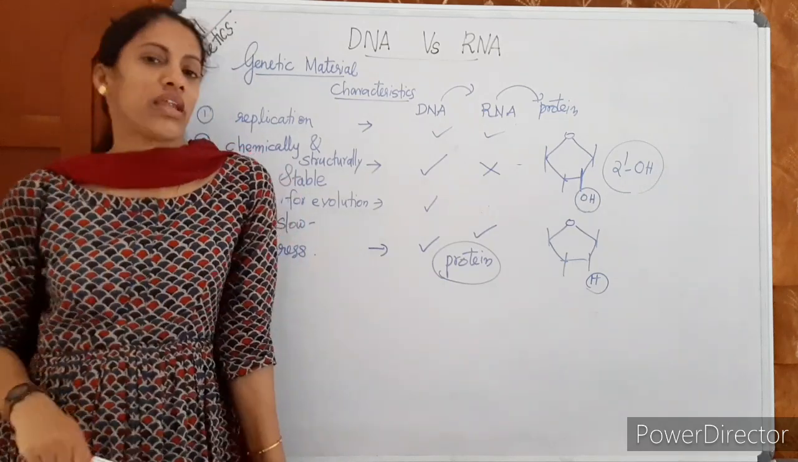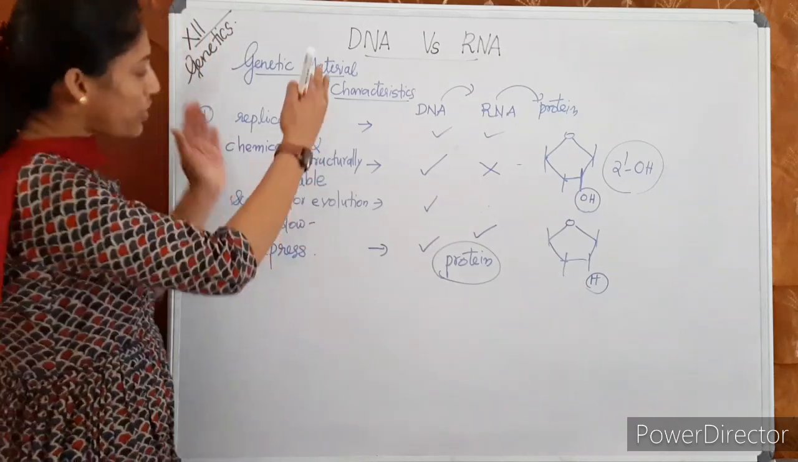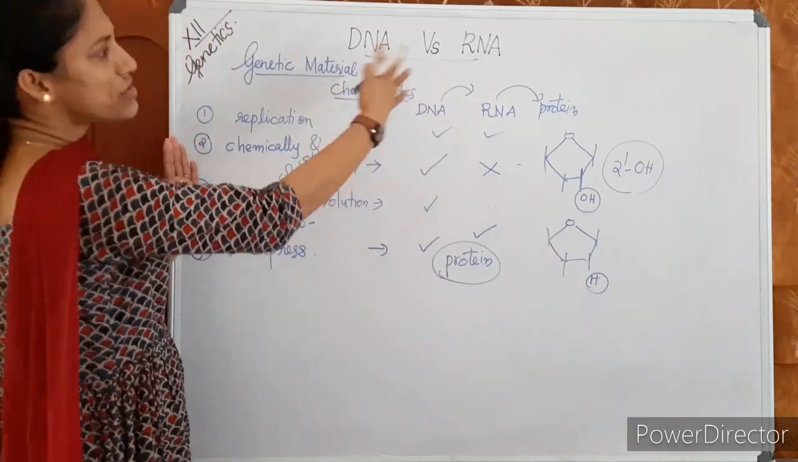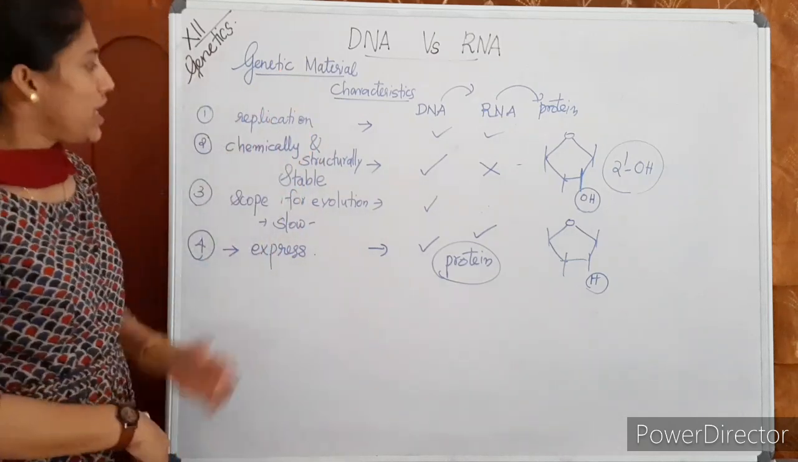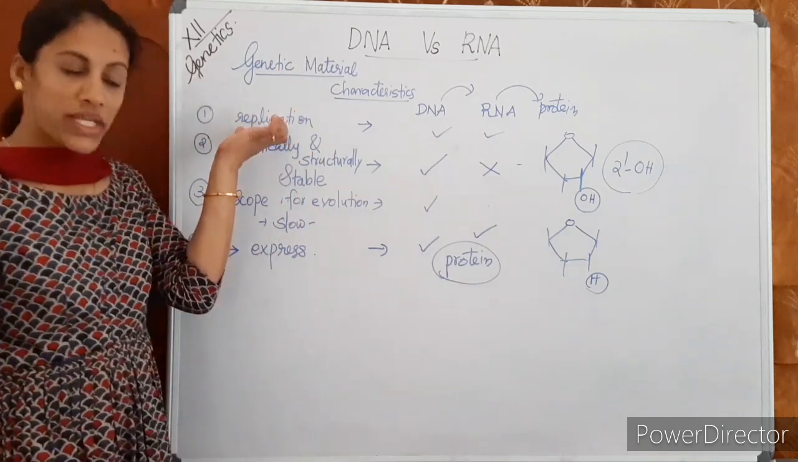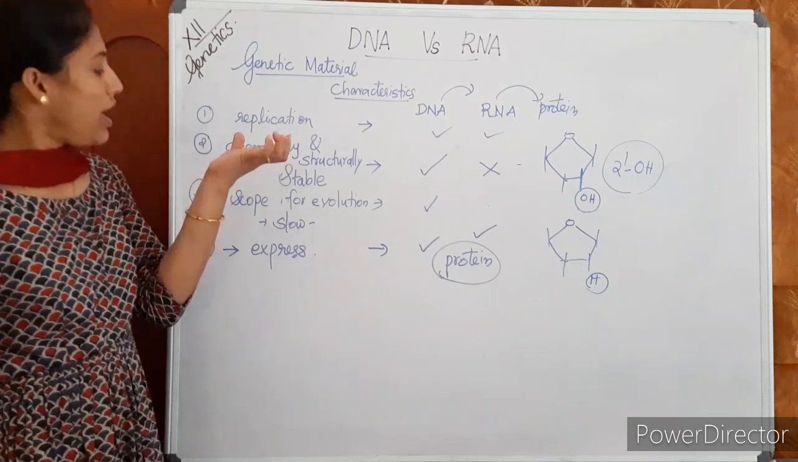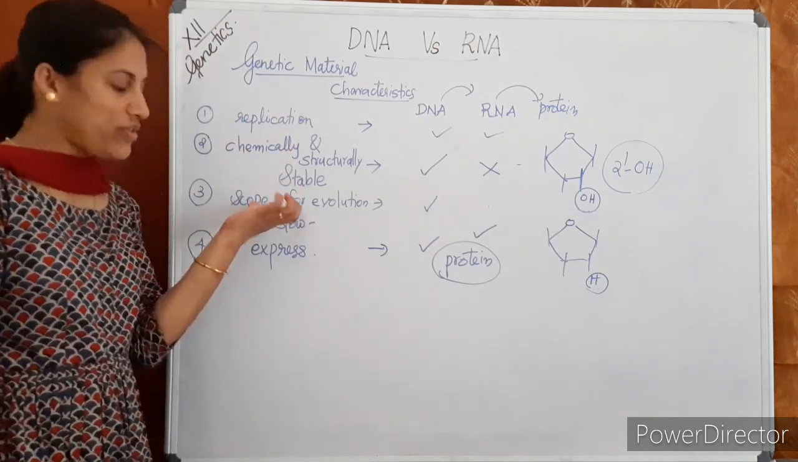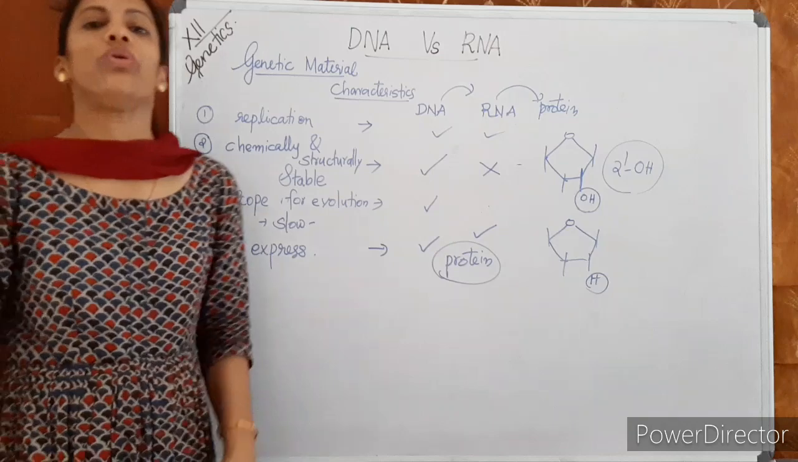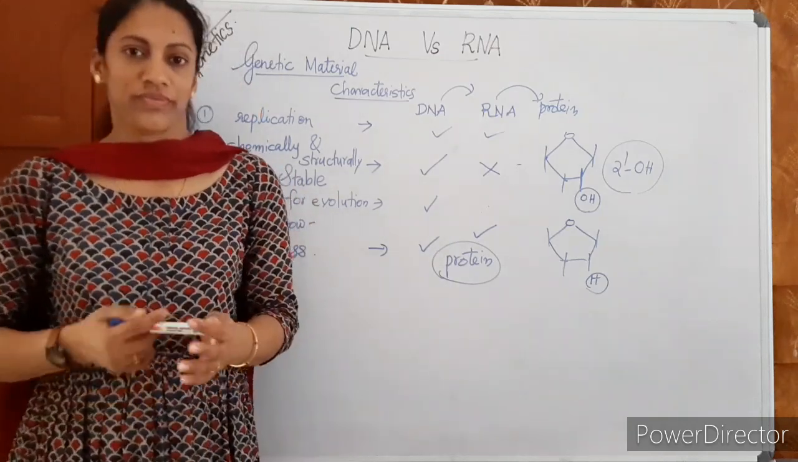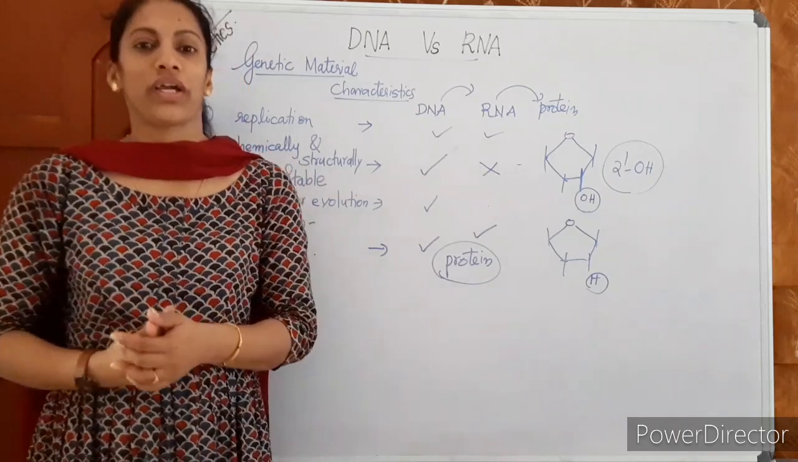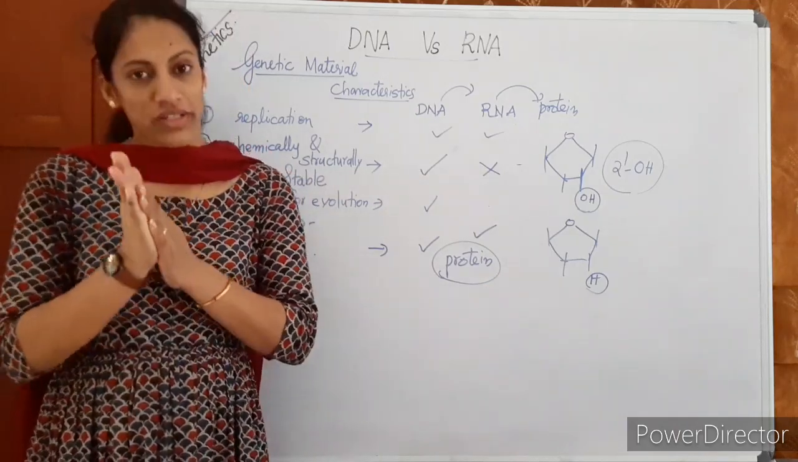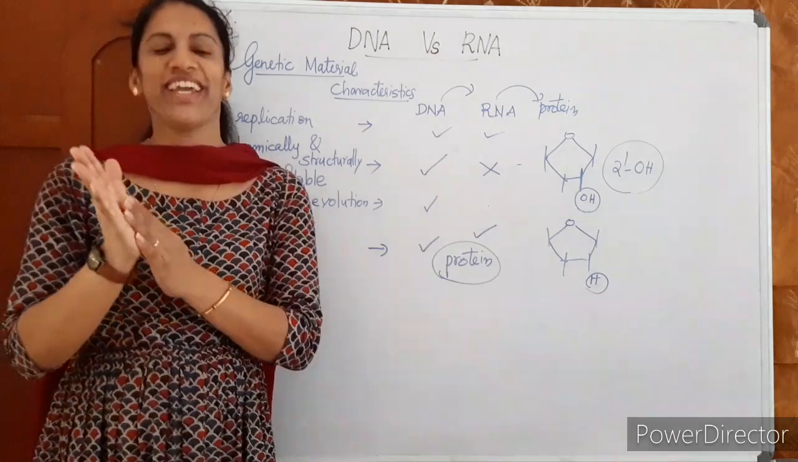So, DNA versus RNA, I think this is clear. You can compare DNA and RNA based on these four important points. A genetic material must be able to replicate, it must be stable, it must provide some scope for evolution, and it must be able to express as characters. If these things are clear, the remaining topic, the Hershey and Chase experiment, we will discuss in the next class. Okay, thank you.